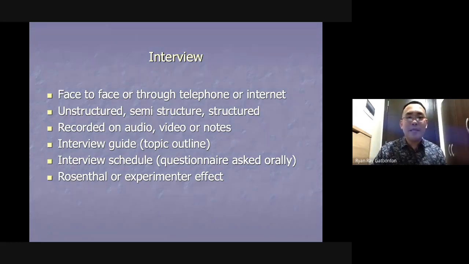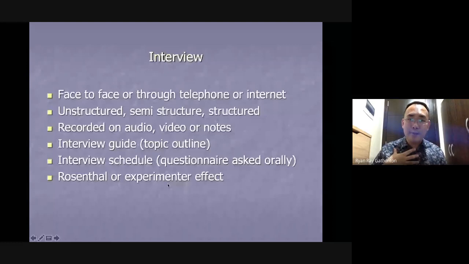Now, interviews can have an interview guide and an interview schedule. When we face our informants or respondents, there's a chance that they may be intimidated or influenced by our personality. So your interviews can be affected by the Rosenthal or experimenter effect.